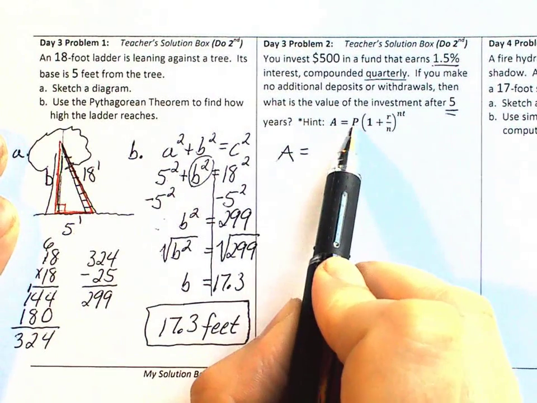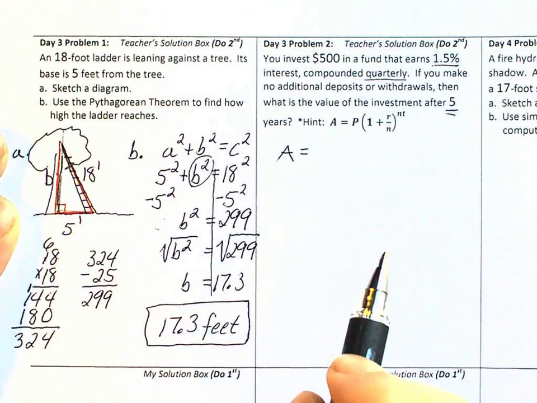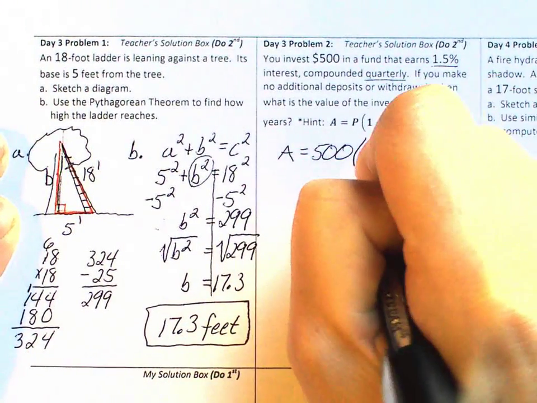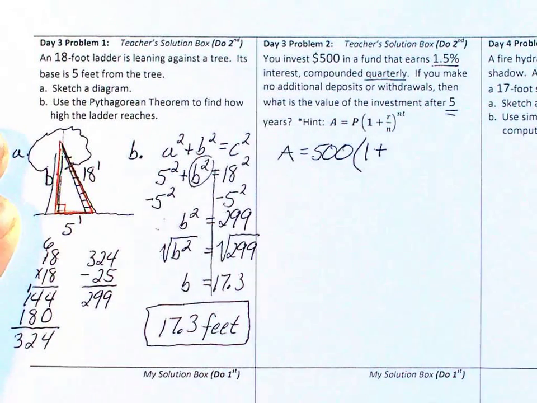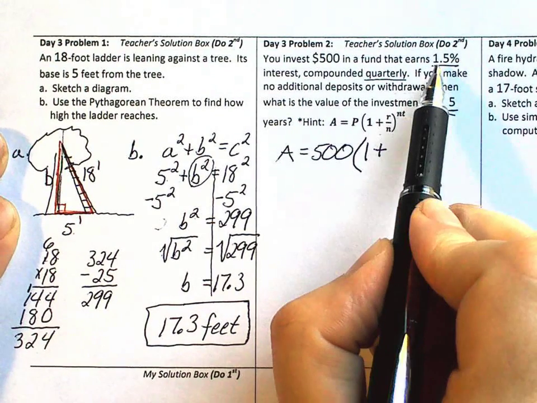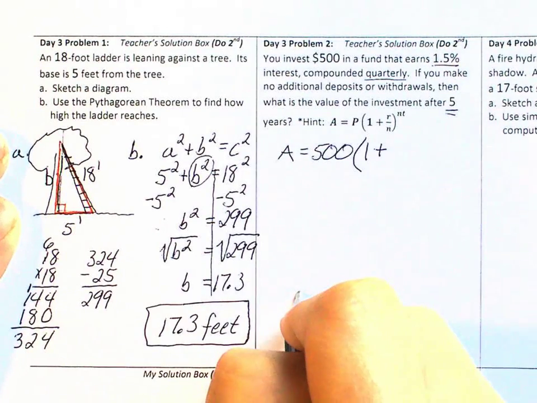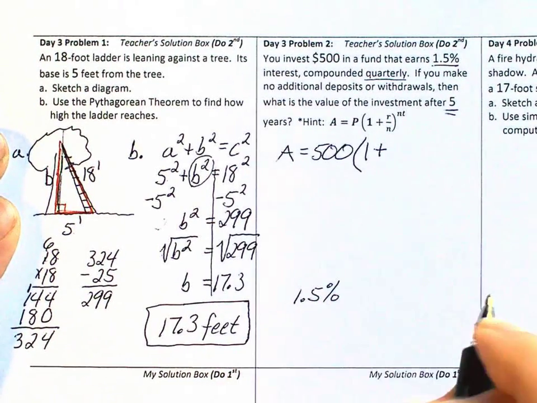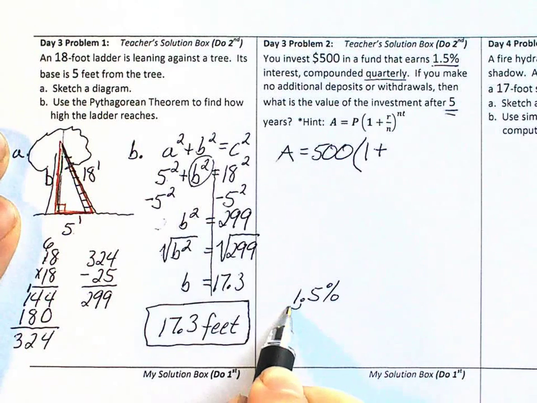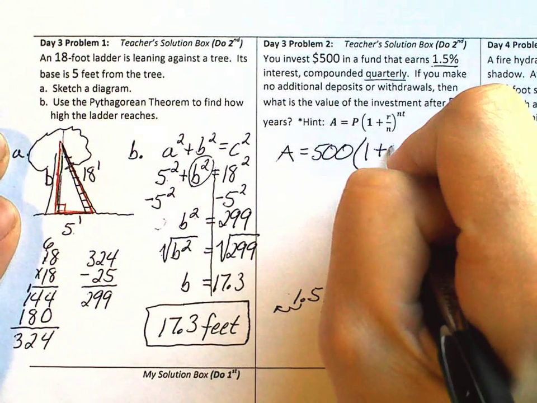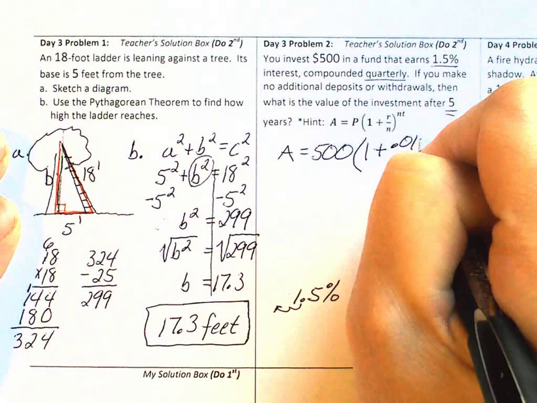So the symbol P, that's our principal investment. How much money did we put in there to begin with? That's 500. And then 1 plus. The letter R is the interest rate, but written as a decimal. So we need to know the decimal for 1.5%. To change a percent to a decimal, move the dot 2 spots to the left. Fill in a placeholder 0 when needed. And that's going to be 0.015.